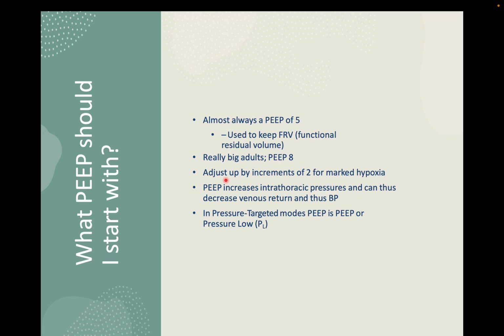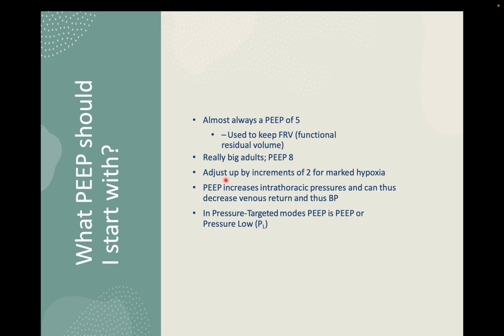So what PEEP should we start with? Generally we start with a PEEP of 5. PEEP is to keep the alveoli inflated. That is the main thing. In the case of big patients, you can go to a PEEP of 8 or so. But to improve oxygenation, let's say FiO2 is already maximum but you need to improve the SpO2 more, then you can increase the PEEP in increments of 2 and then see.